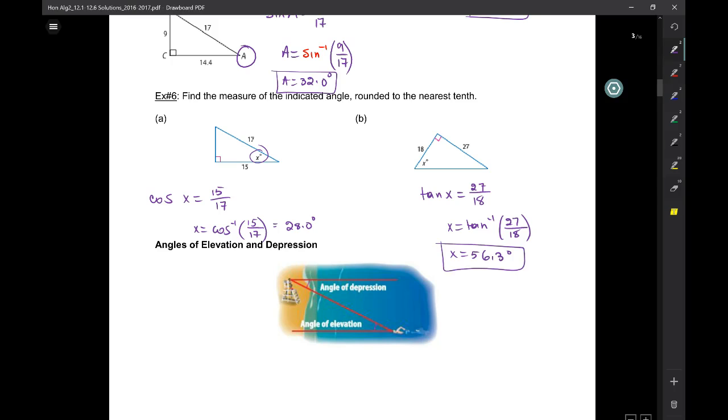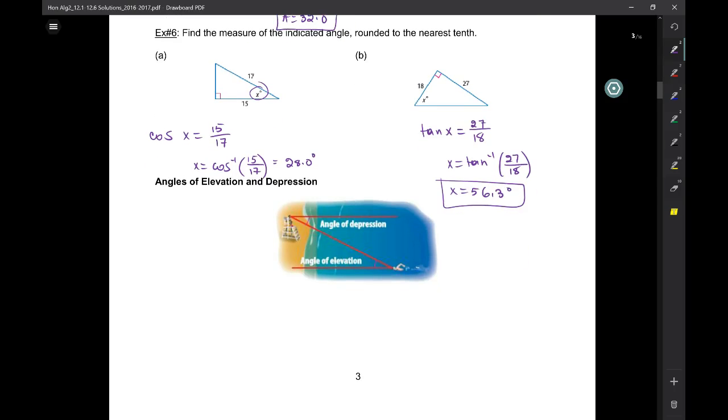Huh? Okay, now, angles of elevation and depression. So if you are standing at a high point and you're looking down, right? If you look straight ahead, eye level is the horizontal line. And then from that, the angle down, that's the angle of depression. So from straight ahead to down, that's the angle of depression.